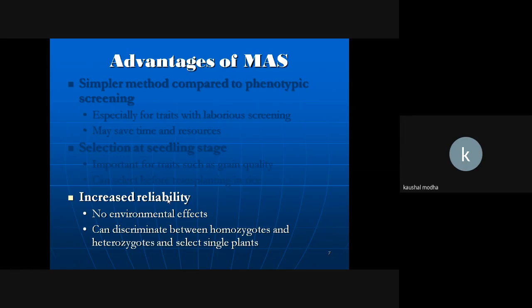Because we are utilizing DNA markers, there is no environmental influence. So marker selection is more reliable compared to conventional phenotypic selection applied in plant breeding. And it can distinguish heterozygous from both homozygous. So there is reliability.